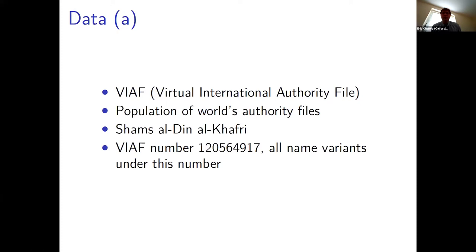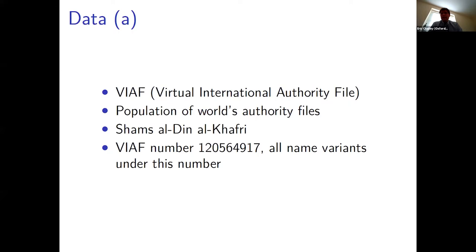And what this is going to do is provide a population, or an approximation to the population, of the world's authority file. So what is an authority file? Let me illustrate this by using the Iranian astronomer Shamsuddin Khafri, who I believe worked in the 16th century. This individual has a VIAF number, 12056-4917. You can Google this and see this author. So what are these data?